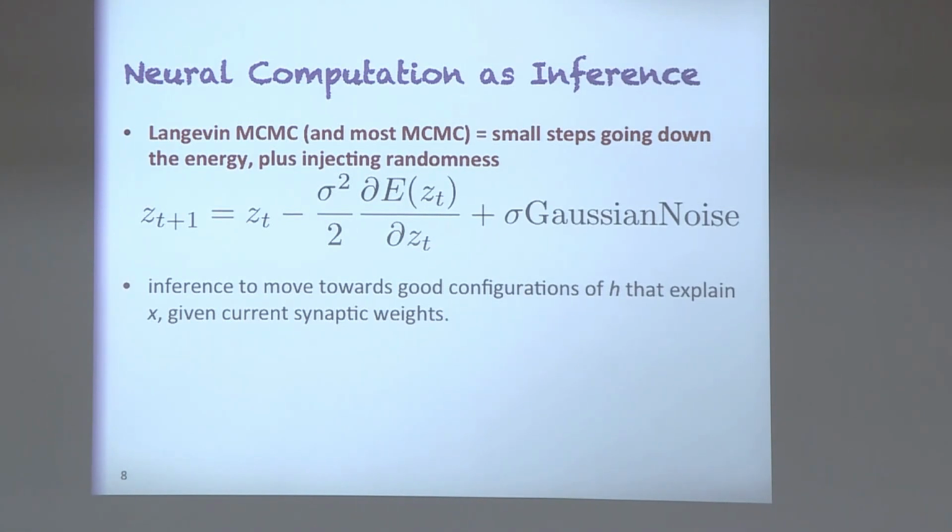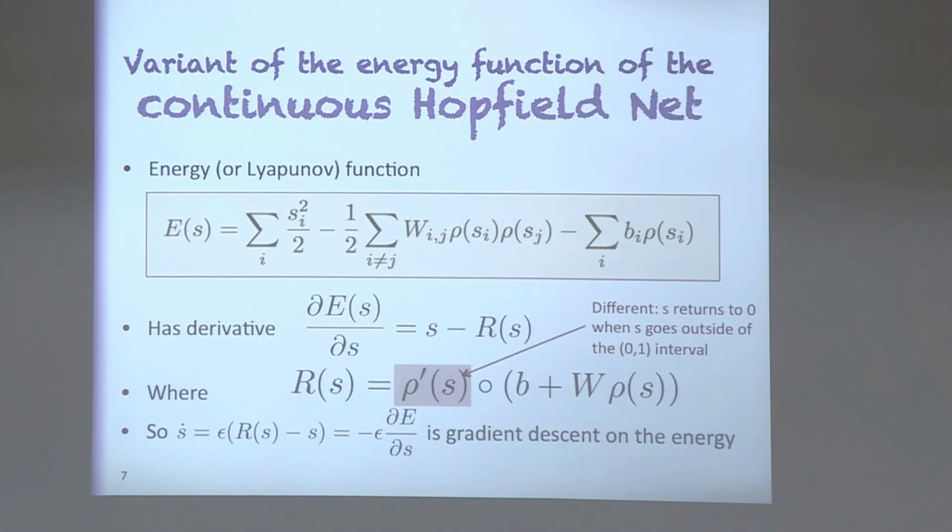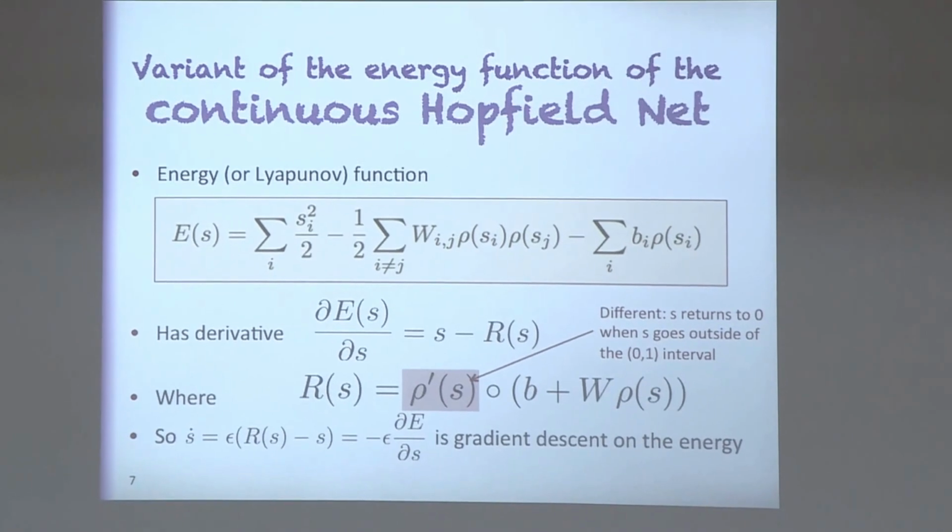So S as a vector is a configuration of all the neurons. Si is for the ith neuron. Wij is the weight between neuron i and neuron j, and rho of Si is the firing rate of neuron i. Si is a scalar, but it's going to change over time, right? So here I'm looking at a particular time, and here's the temporal derivative at that time. Si is the ith element of S. S is a vector of the activities of all the neurons in the system. Well, Si is a scalar. S is a vector.